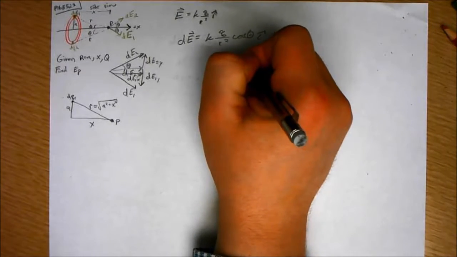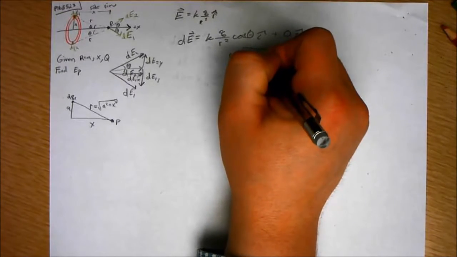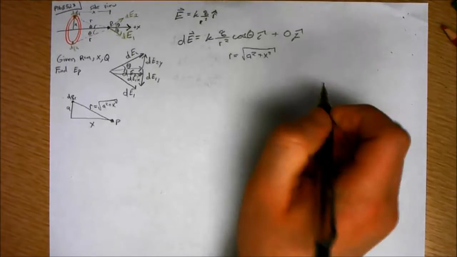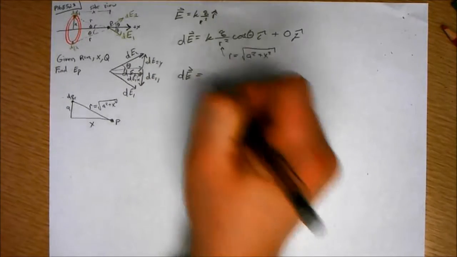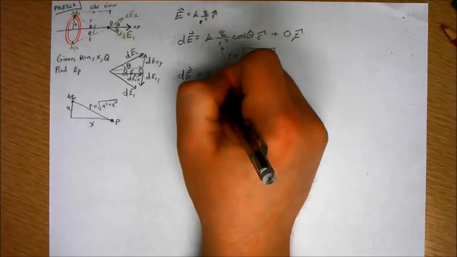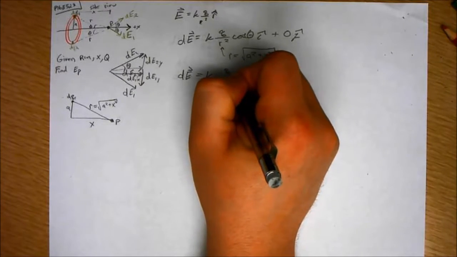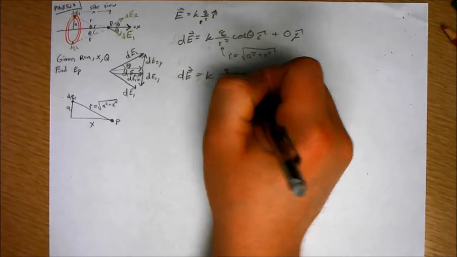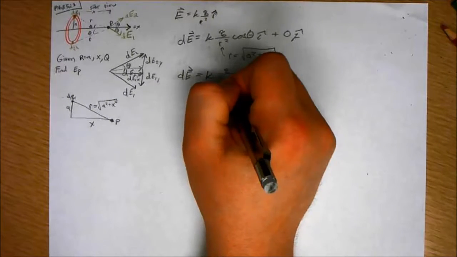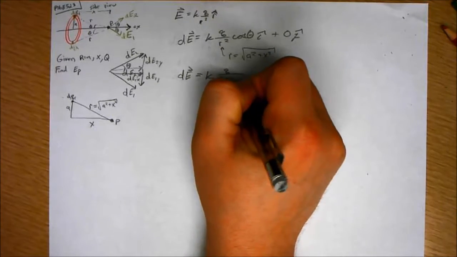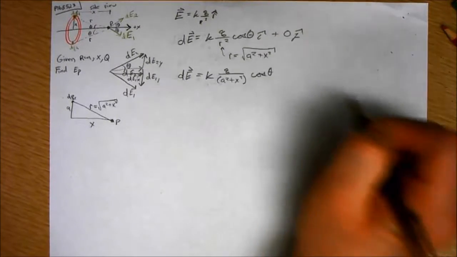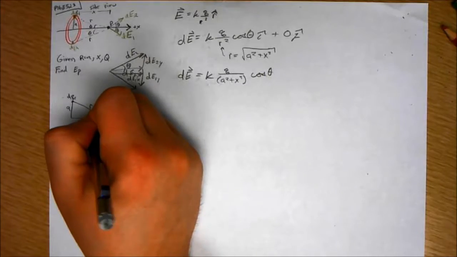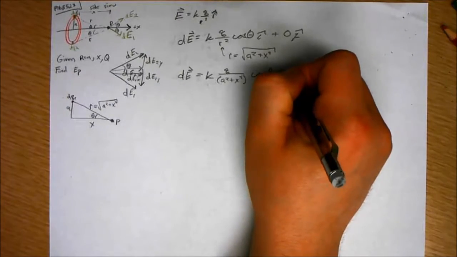So I can actually write that in and insert that into the equation. So dE is equal to kq over, and when you square this, the square root goes away, a squared plus x squared times cosine of theta. Label that, and that is in the i hat direction.